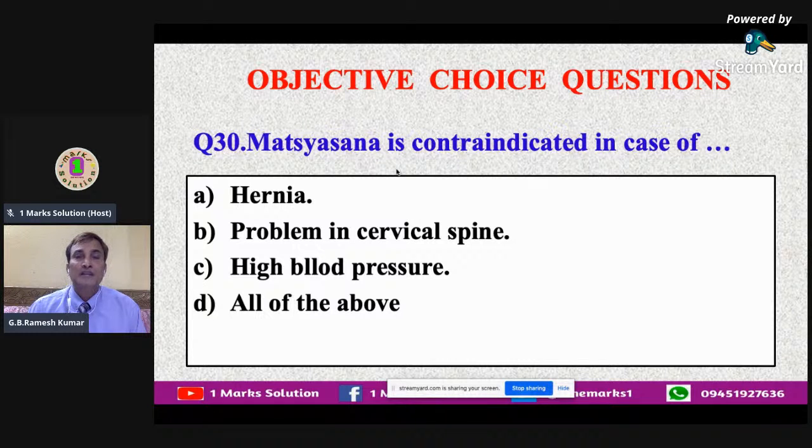You are doing asanas to get some benefit, but we are not inviting a problem. So contraindication means the people who are suffering with certain problems should not perform the asanas. Now here for Matsyasana, people with hernia, problem in cervical spine, or high blood pressure should not do it. All of the above is the answer. Contraindication means the people who are not supposed to perform those asanas.